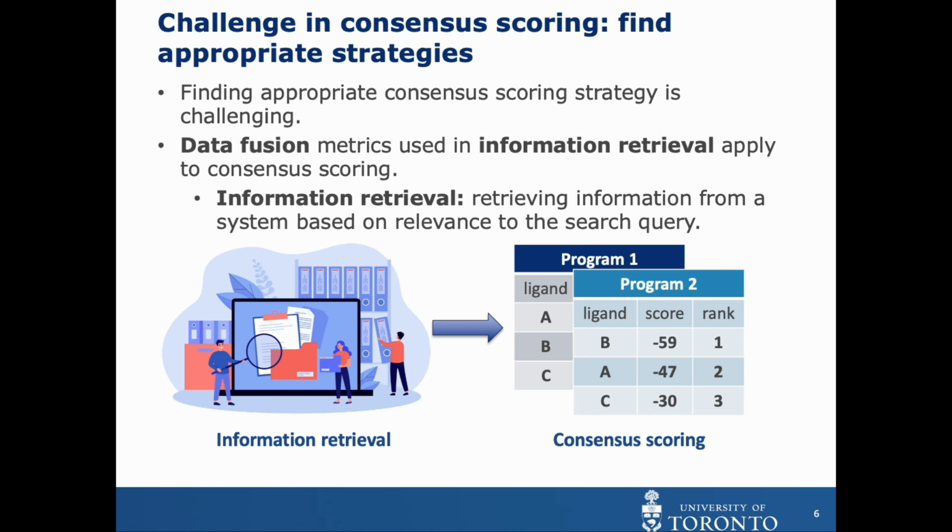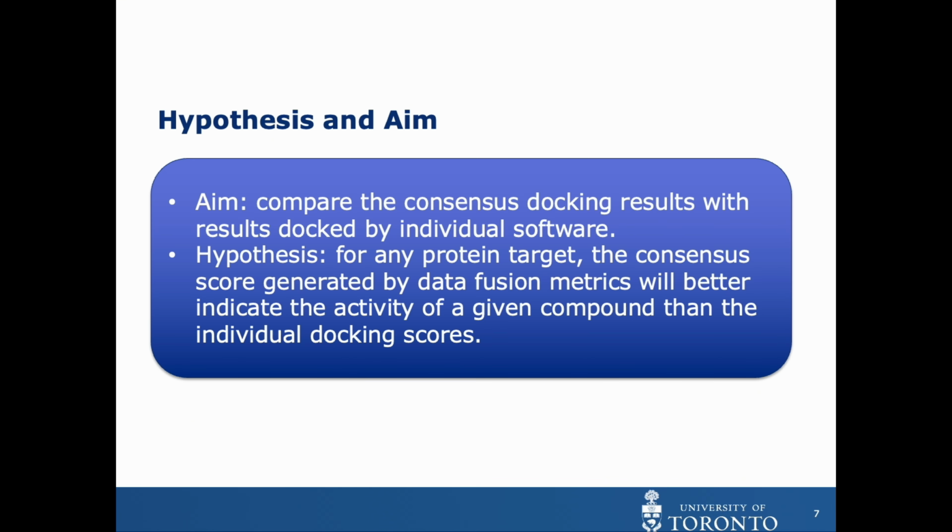In this project, I explored the application of data fusion metrics from information retrieval to consensus scoring, alongside well-established consensus docking metrics. The aim of this project is to compare the consensus docking results with results docked by individual software. We hypothesized that for any protein target, the consensus score generated by data fusion metrics will better indicate the activity of a given compound than the individual docking scores.